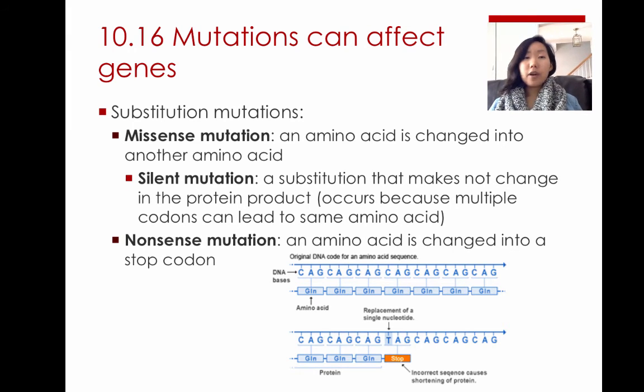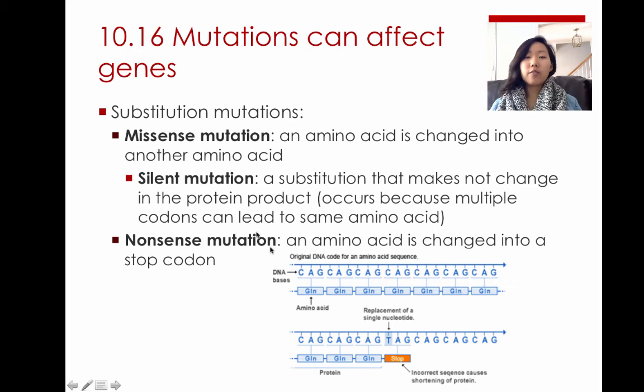The last kind of substitution mutation you can have is called a nonsense mutation. And this is when the amino acid is actually changed into a stop codon. So this is supposed to be like a C or something, cytosine, it gets changed to a thymine, and then this becomes a stop codon, and then that cuts short the polypeptide or the protein.